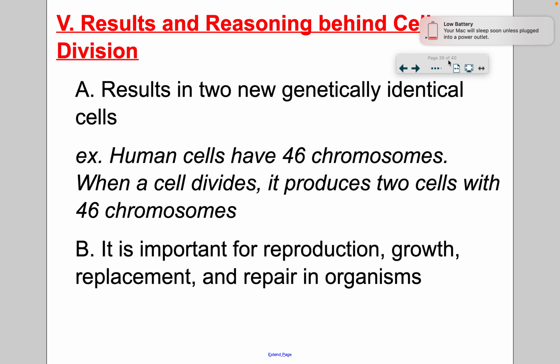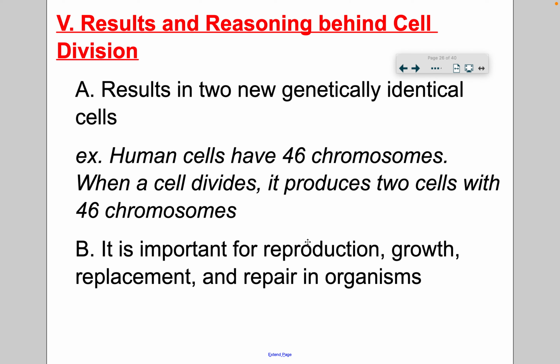So the results and reasoning behind cell division. In mitosis, at the end of it, you end up with two genetically identical cells. Human cells have 46 chromosomes, and when one divides, it produces two cells with 46 chromosomes. So it helps to make sure that the DNA is correct. It's important for reproduction, growth, and replacement and repair in organisms.